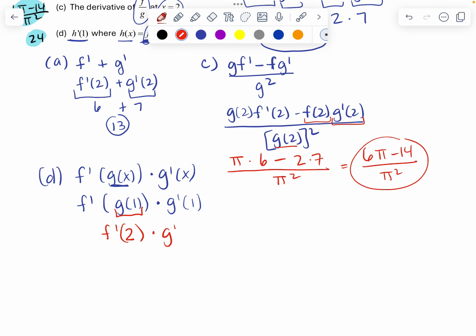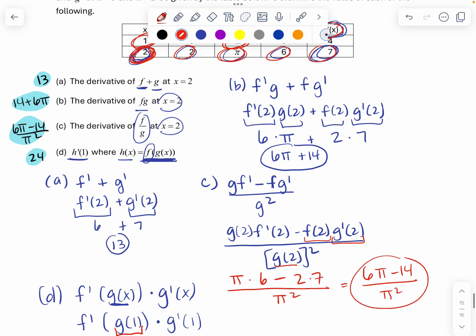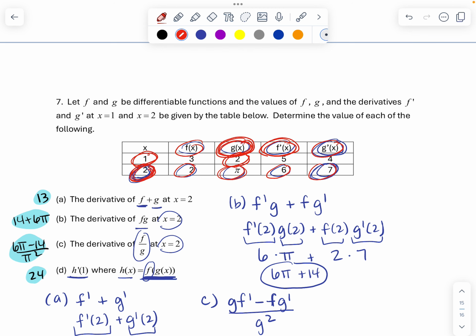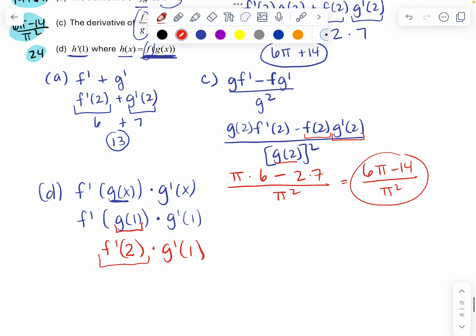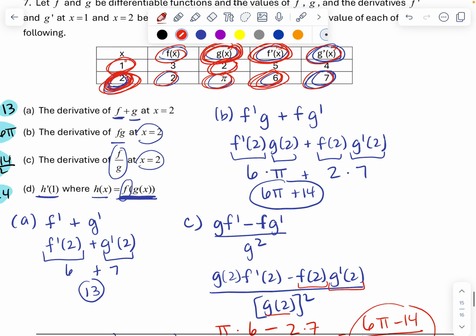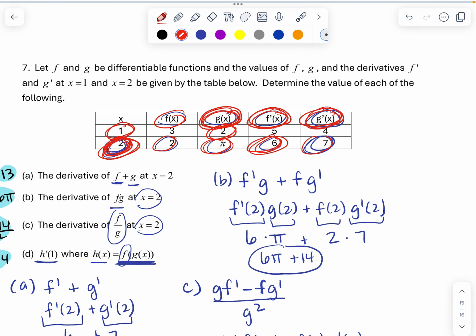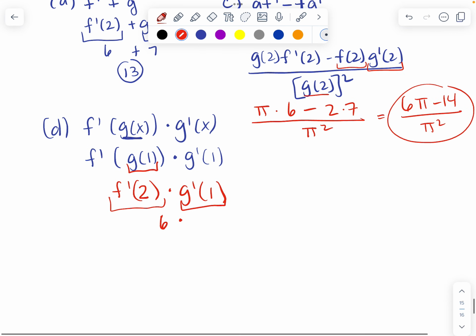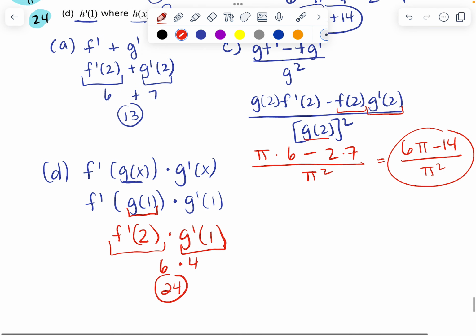Times g prime of 1. Okay, so what's f prime of 2? Let's find that. F prime of 2 is 6. So this is going to be 6 times, and then g prime of 1, here's g prime of 1 equals 4. So 6 times 4 is 24. All right, so there's FRQ number 7. I don't think that one was that bad.